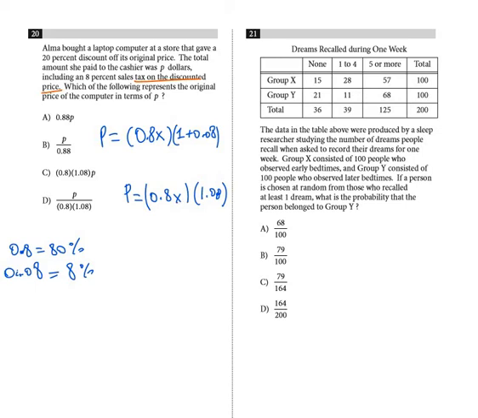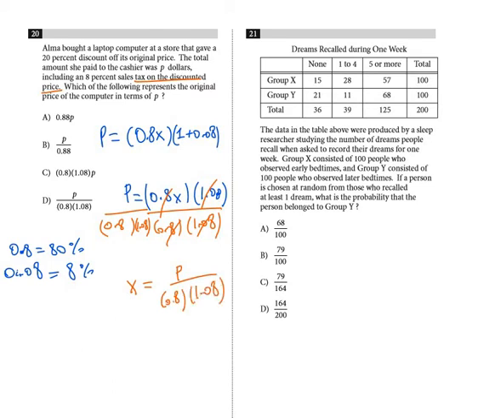Now we're going to solve for x in terms of P. So 0.8x and 1.08 is in multiplication form, so we can divide both sides by 0.8 times 1.08, then we can isolate x. Then x will be equal to P over 0.8 times 1.08.